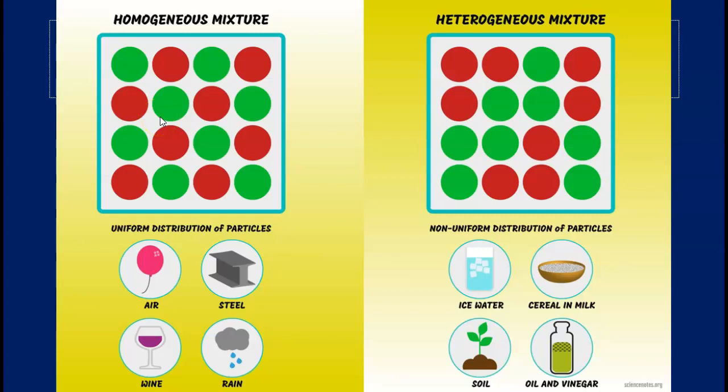But the ones that don't blend very easily are called heterogeneous mixtures. These ones would be, for example, the ice and water. They kind of all go to the top of the water, so they're not evenly distributed. Maybe the cereal and the milk. Maybe you have more cereal than milk. Maybe you have more marshmallows than the regular Lucky Charm pieces. I don't know. Oil and water is an example of a heterogeneous mixture. And even soil, because you have more pieces of different particles in the soil than others. And those are called heterogeneous mixtures.